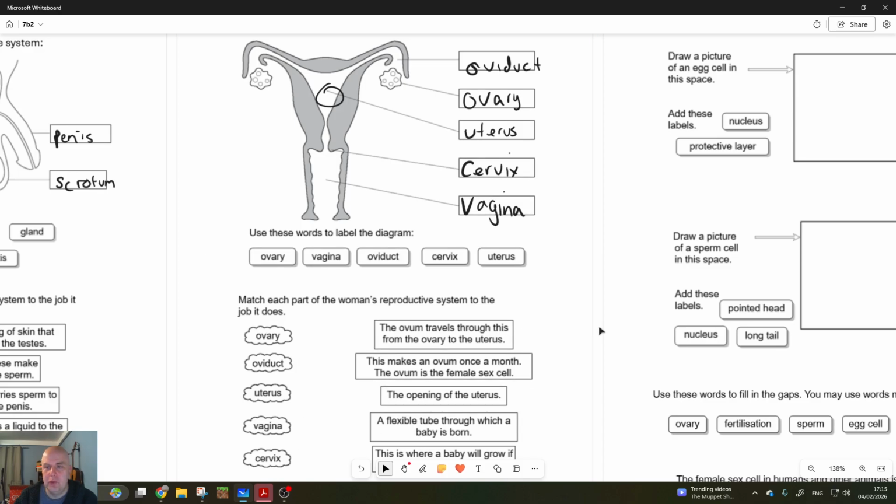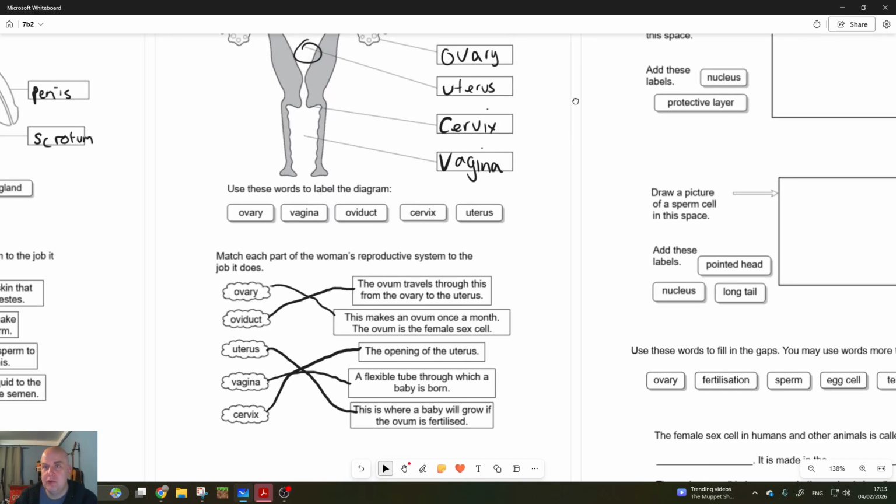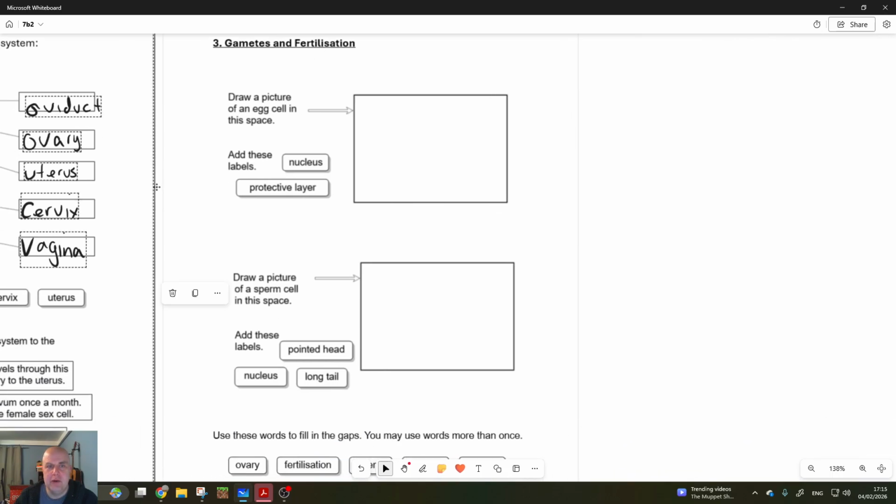Now, what do all these parts do? Let's have a look. Ovary, this is where the egg is made. There we go. The oviduct is where the ovum travels through to the uterus. The uterus is where a baby will grow. The vagina is a flexible tube through which the baby is born. And the cervix is the opening to the uterus. Brilliant.